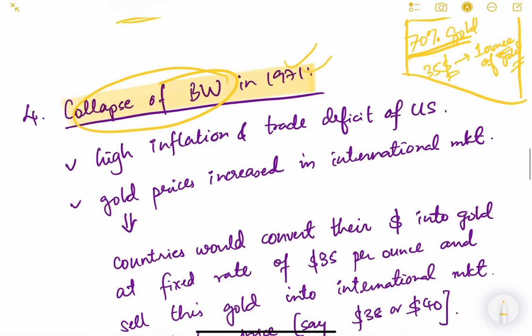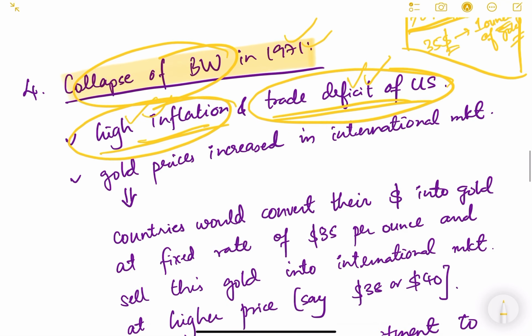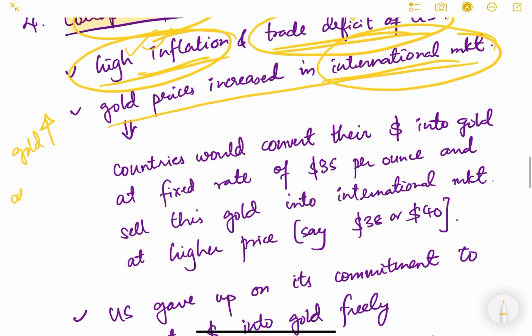But what happened? Over the years, there was very high inflation and trade deficit in the US. So the US was going into trade deficit and there was high inflation also. Now, because of high inflation, gold prices also increased in the international market. Gold prices in the international market were increasing. Now see what is happening here. Arbitrage is happening. Okay, this is known as arbitrage.